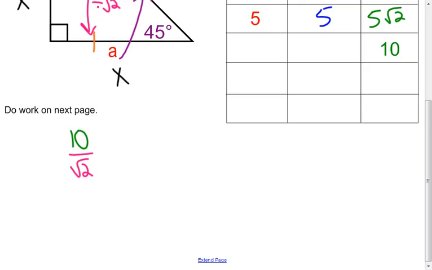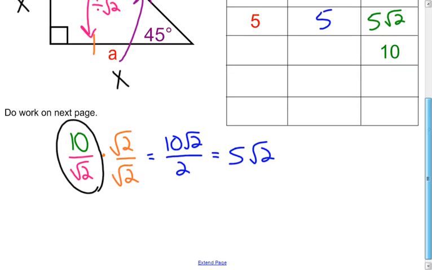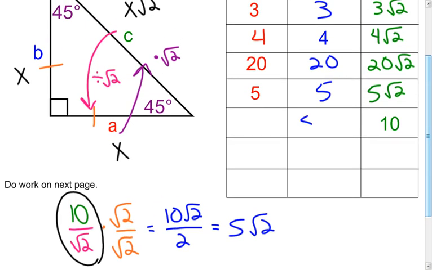However, we don't want to leave our answer looking like that, so I'm going to simplify it. I'm going to multiply by a form of 1. My form of 1 is going to be root 2 over root 2. Notice everything that's in orange there is equal to 1. So what I have here is my answer. It's going to keep that value because I'm multiplying by 1. I'm just going to figure out what it actually equals. Well, 10 times root 2 is 10 root 2. Root 2 times root 2 is 2. And then if I simplify that, I end up with 5 root 2. Which tells me if the hypotenuse is 10, one leg is going to be 5 root 2, and so is the other.